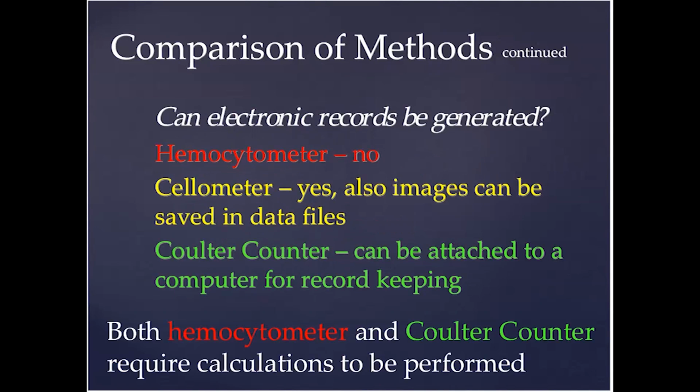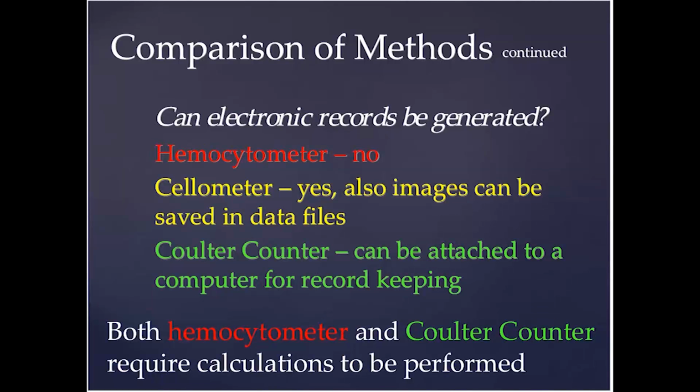Now, another question of importance may be, can electronic records be generated? Because we like to keep up with the records electronically. And so if you work in a cell culture lab where you have to perform daily counts, you may want to keep an electronic record of your individual counts. And of course, the Hemocytometer being a completely manual method, you don't have that option. You could possibly, if you had an Excel spreadsheet or some sort of computer program, manually enter the record into an electronic file.